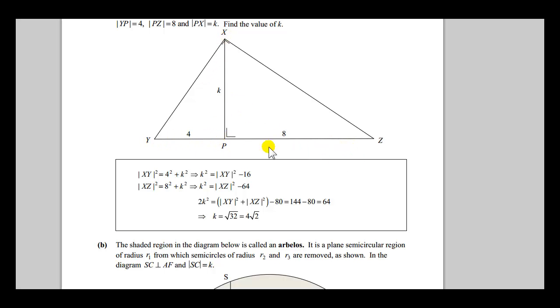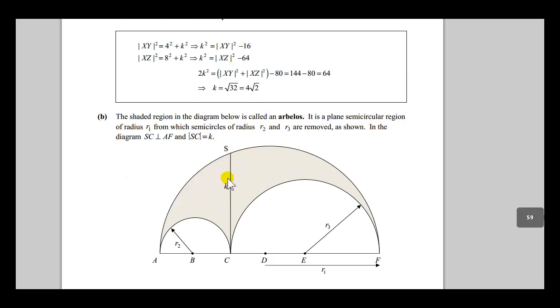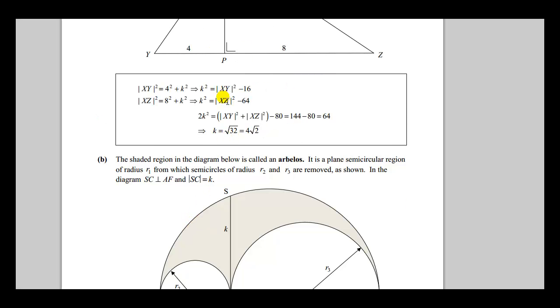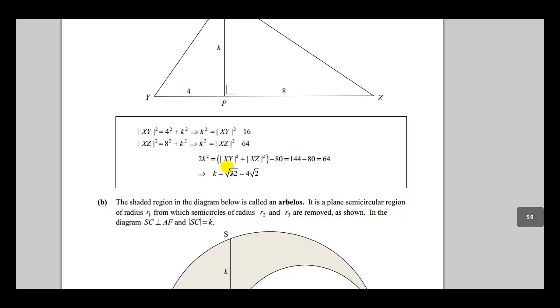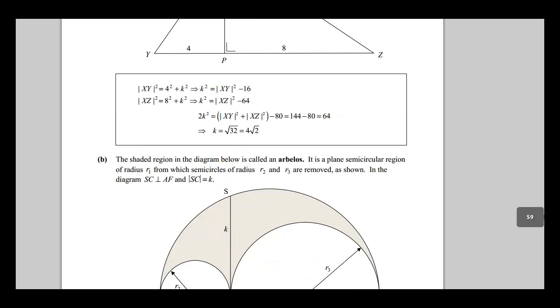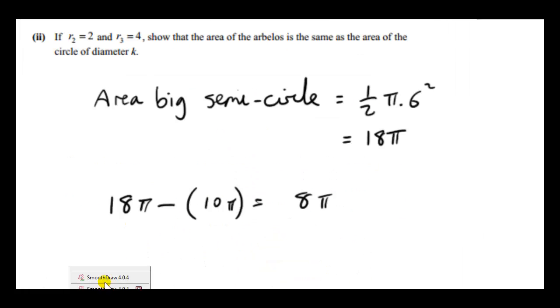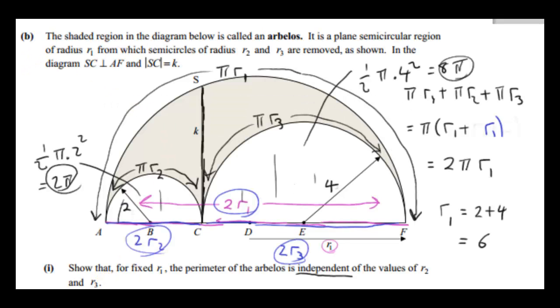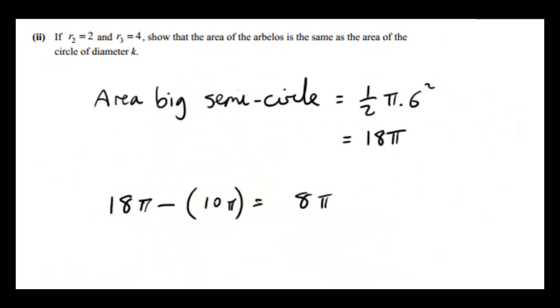This line here perpendicular to this line, just like here, the line SC is perpendicular to the line AF. And we found out what k was from the first part. It was the square root of 32. So we have the diameter of our circle. So we have a circle whose diameter is k, and we want to get the area of that circle.